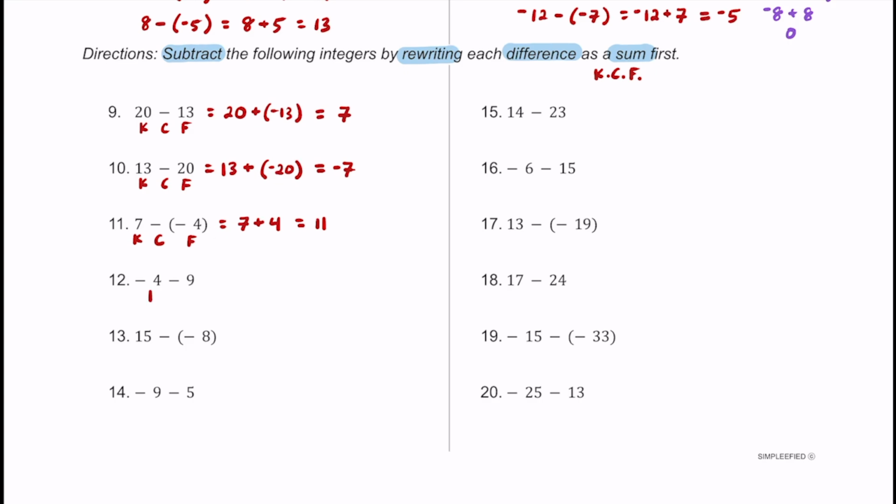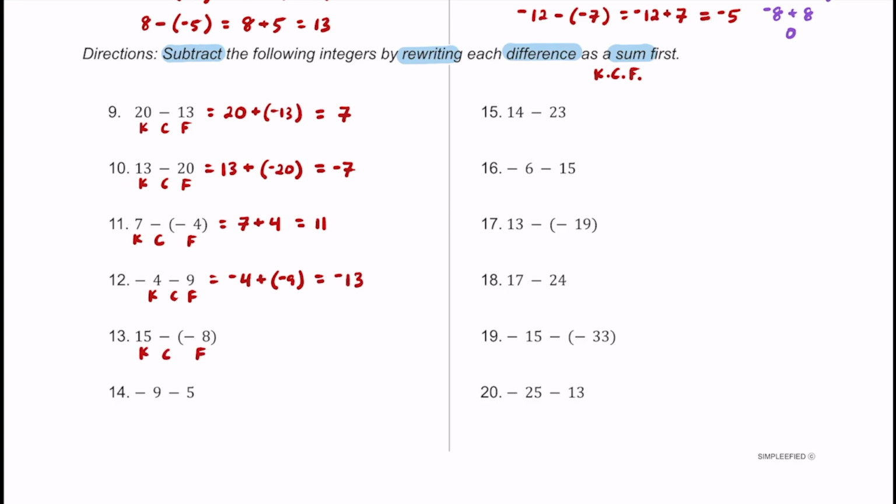For number 12, we have negative 4 take away 9. So if we keep, change, flip, we'll keep the negative 4, change the minus to a plus, and we're going to flip the 9 to a negative 9. That's its opposite. Now we're adding two negatives together, which is kind of nice because you're just going to get more negative.